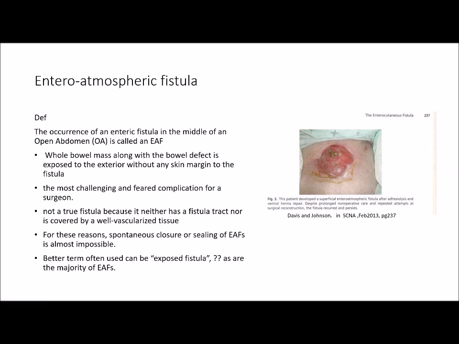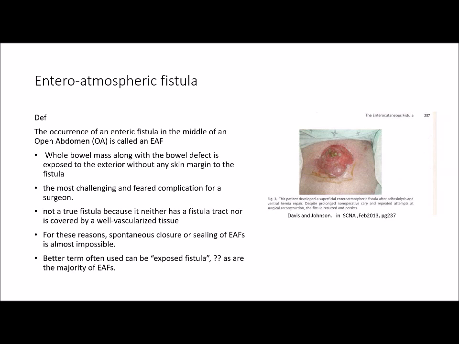When you have a whole mass with a defect exposed to the exterior without any skin margin to the fistula, right? This is the most challenging and feared complication. Why? The results are very, very poor. You really require a high level of surgical expertise, a high level of surgical knowledge, and basically acumen for dealing with such problems. Right?